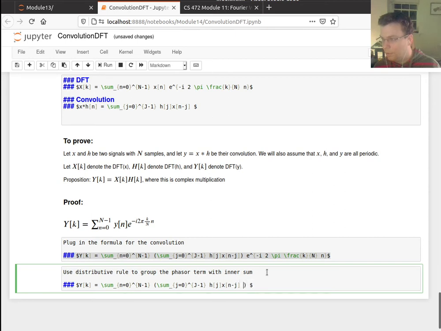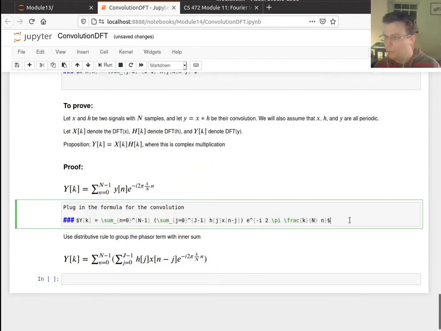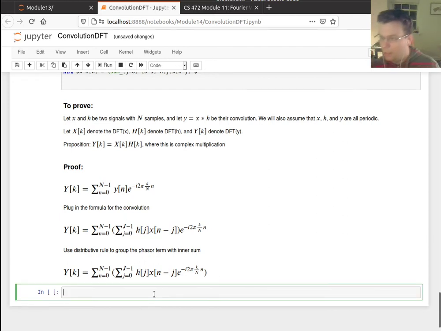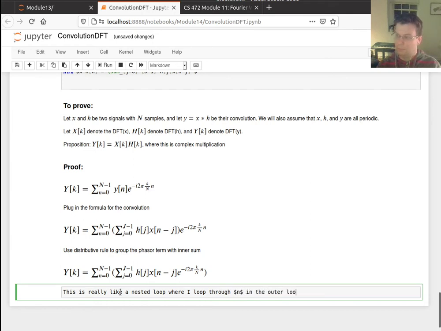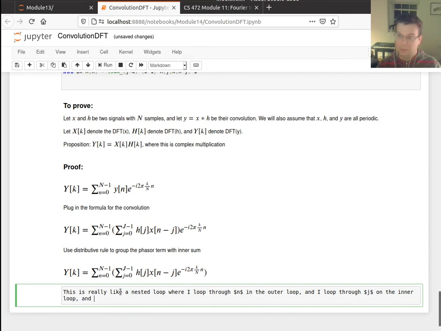Cool. So I got that in there. All right. Now I want to do something a little weird. So what you notice is, if I was going to implement this code, this is really like a nested loop, where I loop through n in the outer loop, and I loop through j on the inner loop, and I sum a whole bunch of stuff up. And I sum n times j terms up.